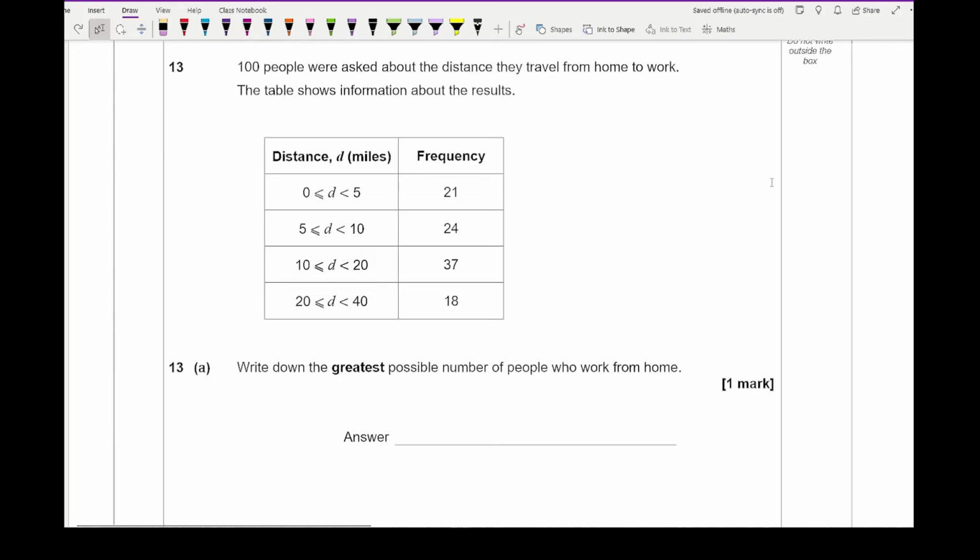Moving on to question 13, it says 100 people were asked about the distance they travel from home to work. The table shows information about the results, and for 13A it says write down the greatest possible number of people who work from home. To work this out, they're not going to be travelling at all. Looking at this first row, D could be inclusive of 0 but exclusive of 5. So the greatest number it could be is those 21 people all being 0. So our answer for part A is 21.